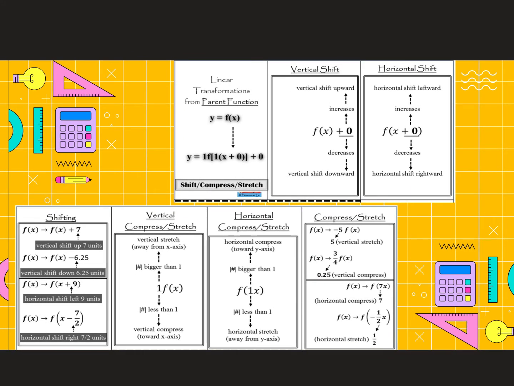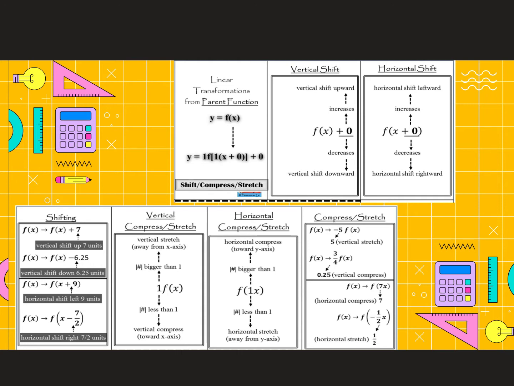All right, so now linear transformations. Again, parent function, we always have y equals x. Here you can see it's noted as f of x, so we can see that as a function. First, vertical shift: again, vertical shift is going up and down the y-axis. Horizontal shift is going across the x-axis. When we talk about compression, we have vertical compression or stretch, and we have horizontal compression or stretch.